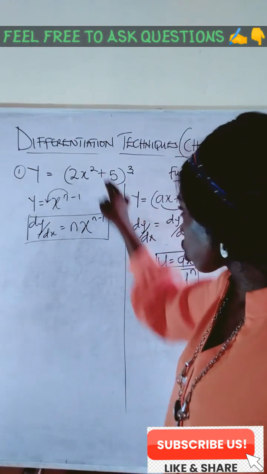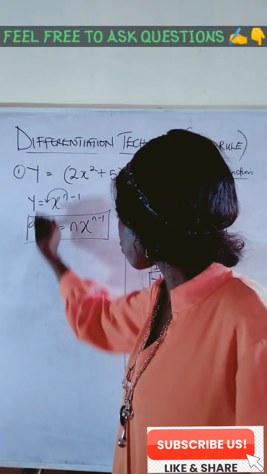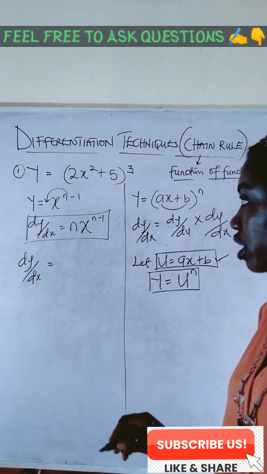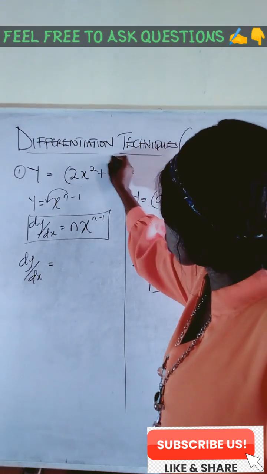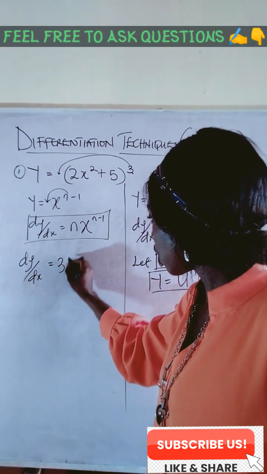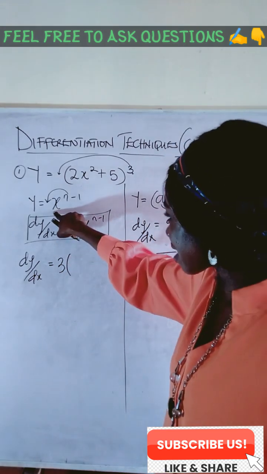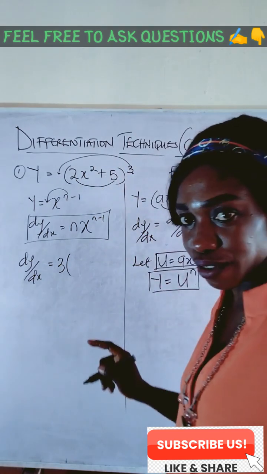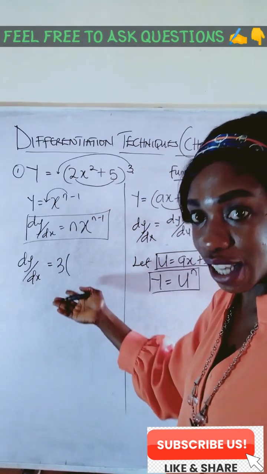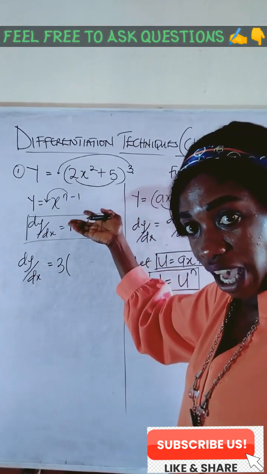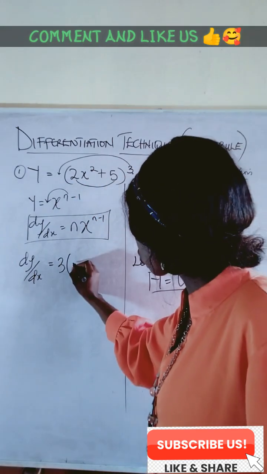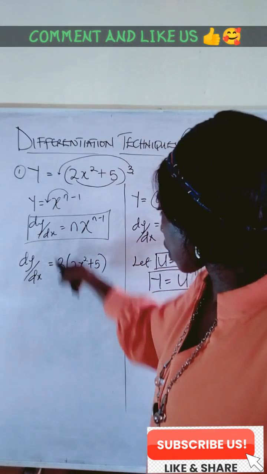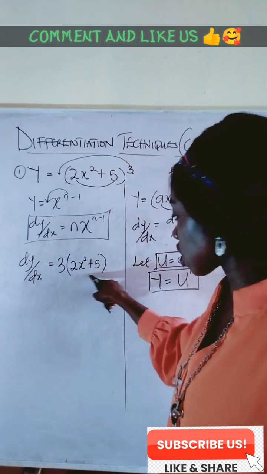So if you are making use of this, what do you do here? dy/dx is equal to, what is our power here? Our power is 3. So we are going to use this 3 to multiply. So we have 3. Remember, what we have is x, but in this, we have the expression 2x squared plus 5. So there's a little adjustment. That's why it's not really the power rule we are using. The whole of this, we are going to return as 2x squared plus 5. Don't touch it. Use the power to multiply, then return the whole of this expression.